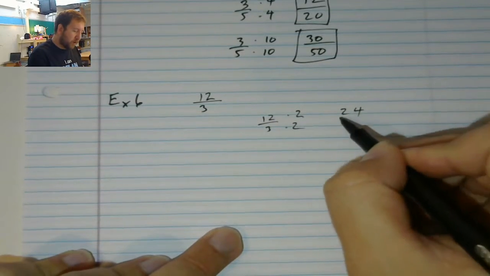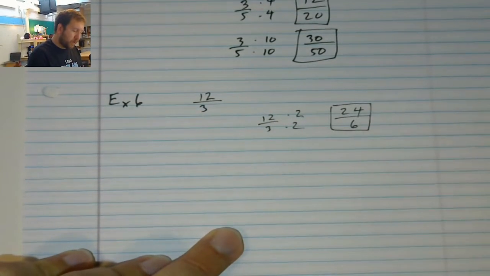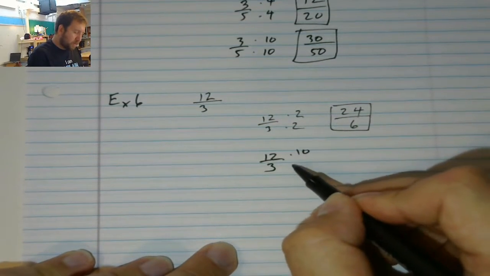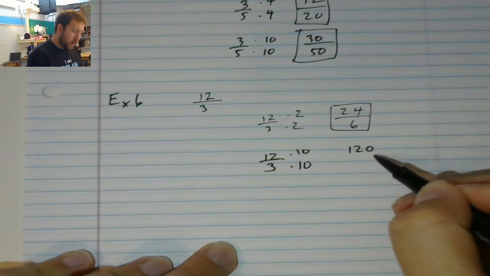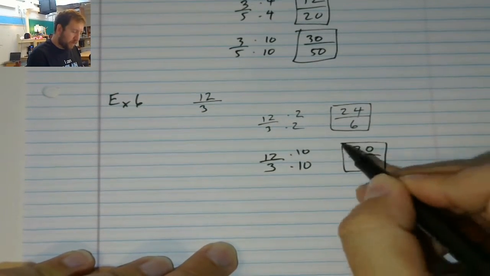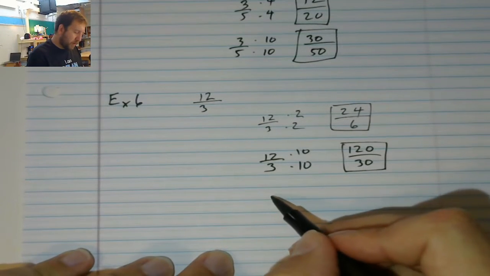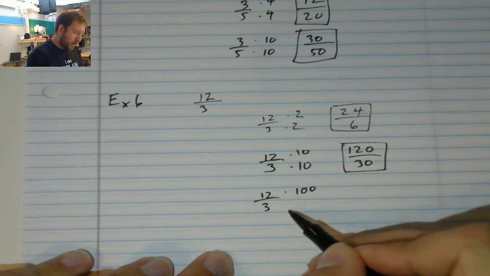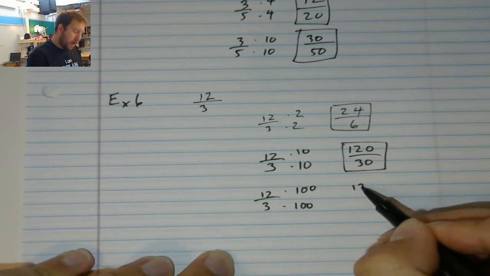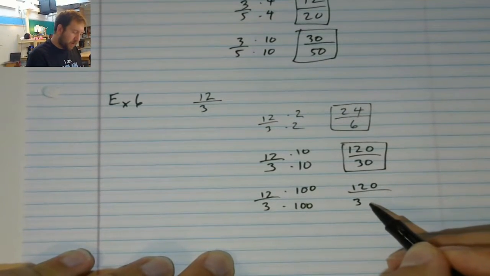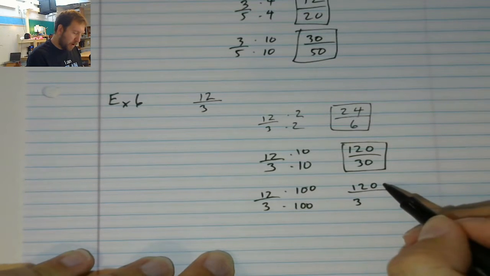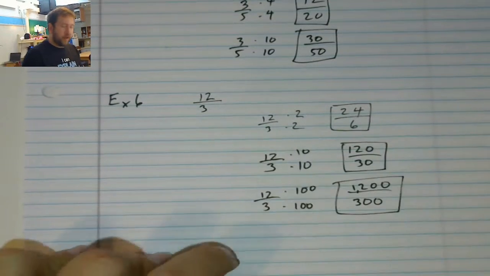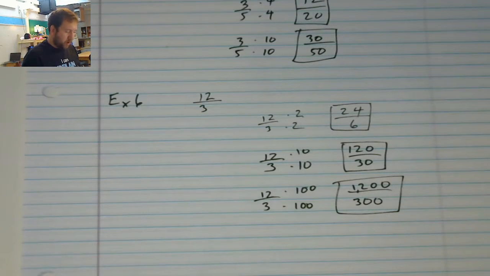Okay, 24/6. There's 1. Take my 12/3 times 10. 120/30. Nice. And lastly, let's do 12/3. Let's multiply by 100. Now we have 120 over, sorry, no, I have 1,200 over 300. There we go. 3 equivalent fractions for my answer.